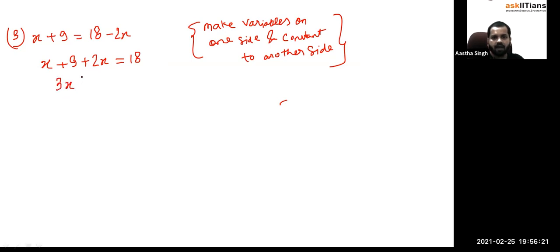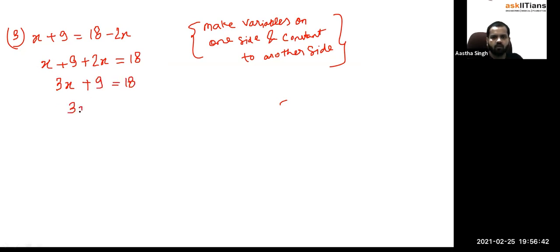You cannot add 9 and 2, right? Because this is a constant, this is a variable. You can only add or subtract or multiply your like terms. Like terms are basically having the same variable, right? So 3x plus 9 will be equal to 18, right?